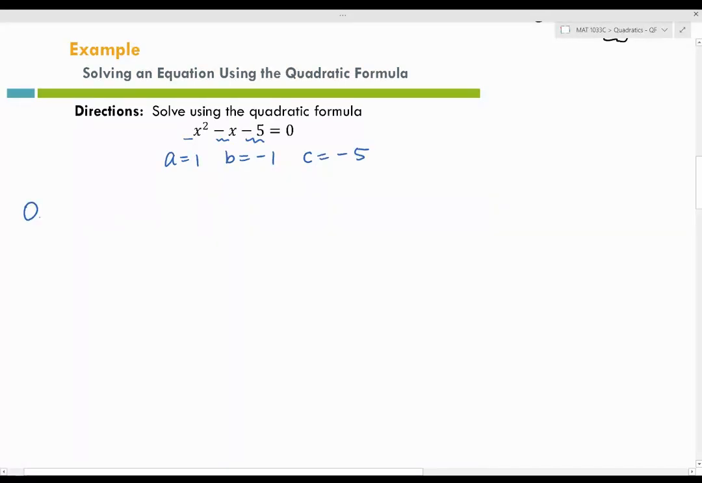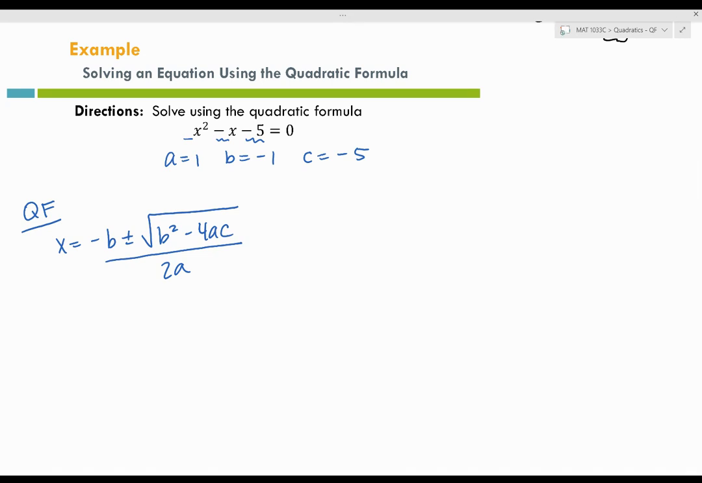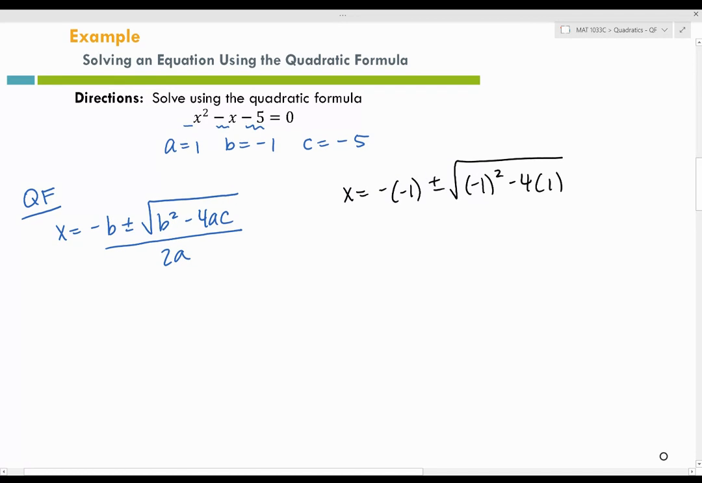We're going to plug that into the quadratic formula, which says x equals negative b plus or minus the square root of b squared minus 4ac all over 2a. So we're going to plug that in. That's going to give me x equals negative b plus or minus the square root of negative 1 squared minus 4 times 1 times negative 5, all over 2 times 1.